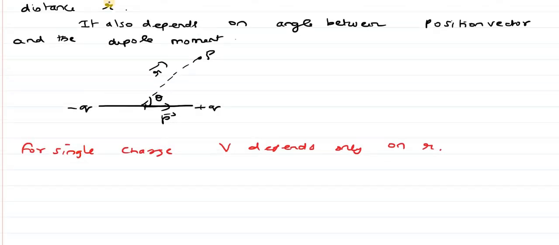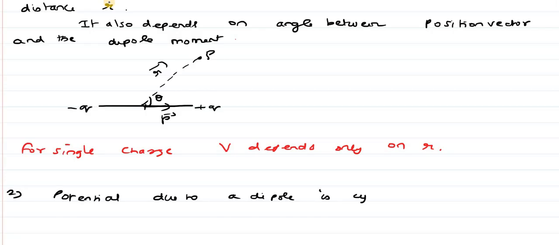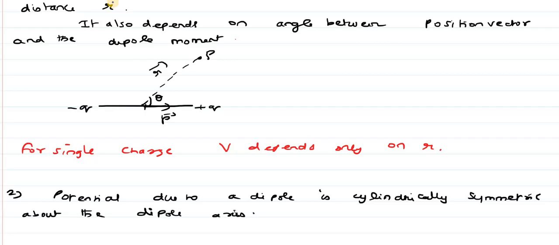And the potential due to a dipole is cylindrically symmetric. We have learned a point charge is spherically symmetric, right? In the same way, the dipole is cylindrically symmetric about the axis of the cylinder, that is, about the dipole axis. So when you rotate about the dipole axis, the potential will not change.